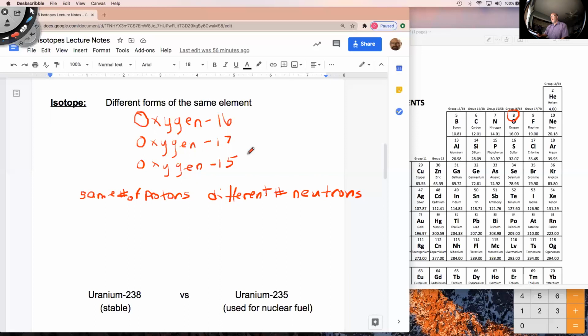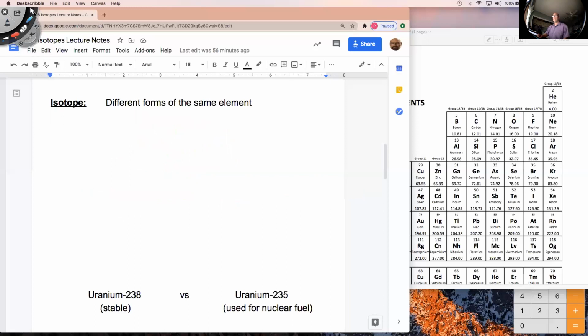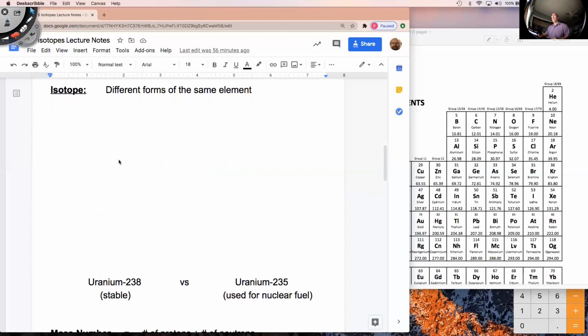Now, isotopes can affect the way that atoms react. Let's just do an example here. We have uranium-238. Let me clear the screen. We have uranium-238, and we have uranium-235. Now, uranium-238 is very stable. Uranium-235 is used for nuclear fuel, like in a nuclear reactor where we generate electricity or energy. Uranium-238, you can find that in rocks. You can find that everywhere.